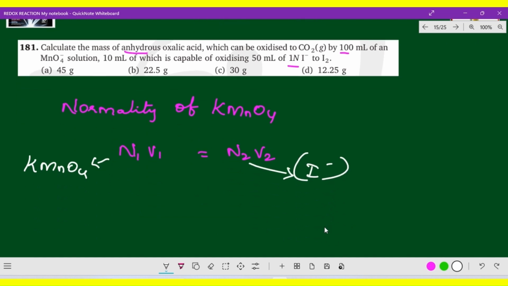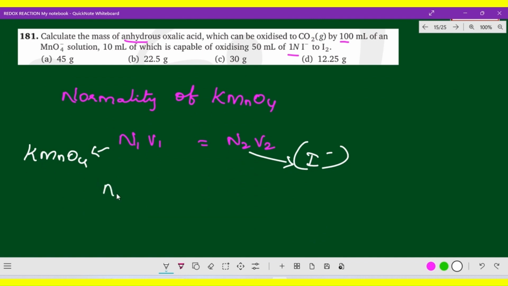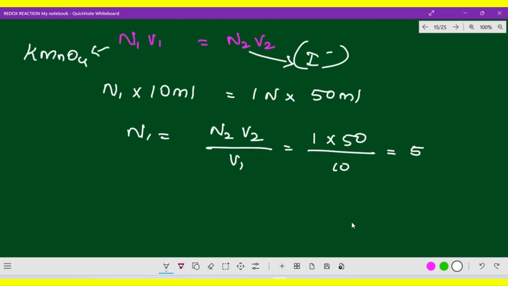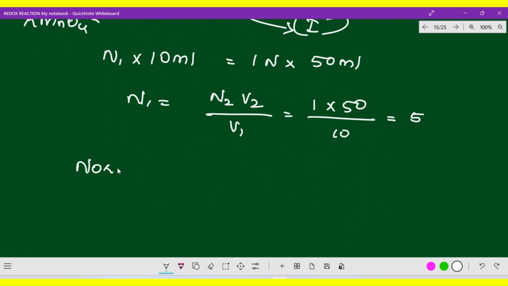Okay, come on. Now let us apply the values. N1 we don't know, we have to identify it, and V1 is 10 ml. So 10 ml equals N2, which is 1N, and V2, which is 50 ml. Now we have to identify N1, which equals N2V2 divided by V1. So you will get 1 into 50 divided by 10, which is 5. So the normality of KMnO4 equals 5N.